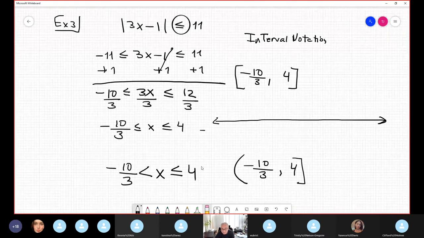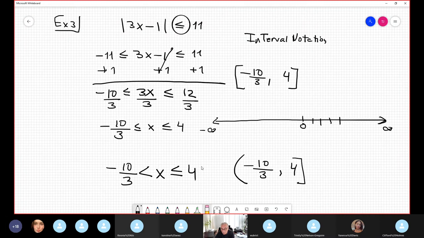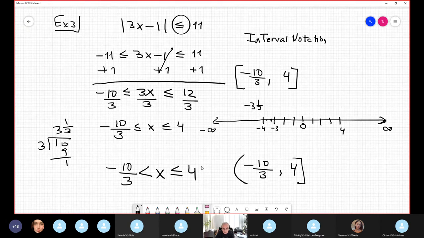This is my number line. This is 0, 1, 2, 3, 4. And 10 divided by 3, by hand, is 3 times 3 is 9, remaining 1, is 1/3. Okay, negative 1, negative 2, negative 3, negative 4. It's in between negative 3 and negative 4. So you split this segment in 3 segments. The first one is negative 3 and 1/3, or 10 over 3 is equivalent in proper fraction. And basically, this is my solution, this interval.